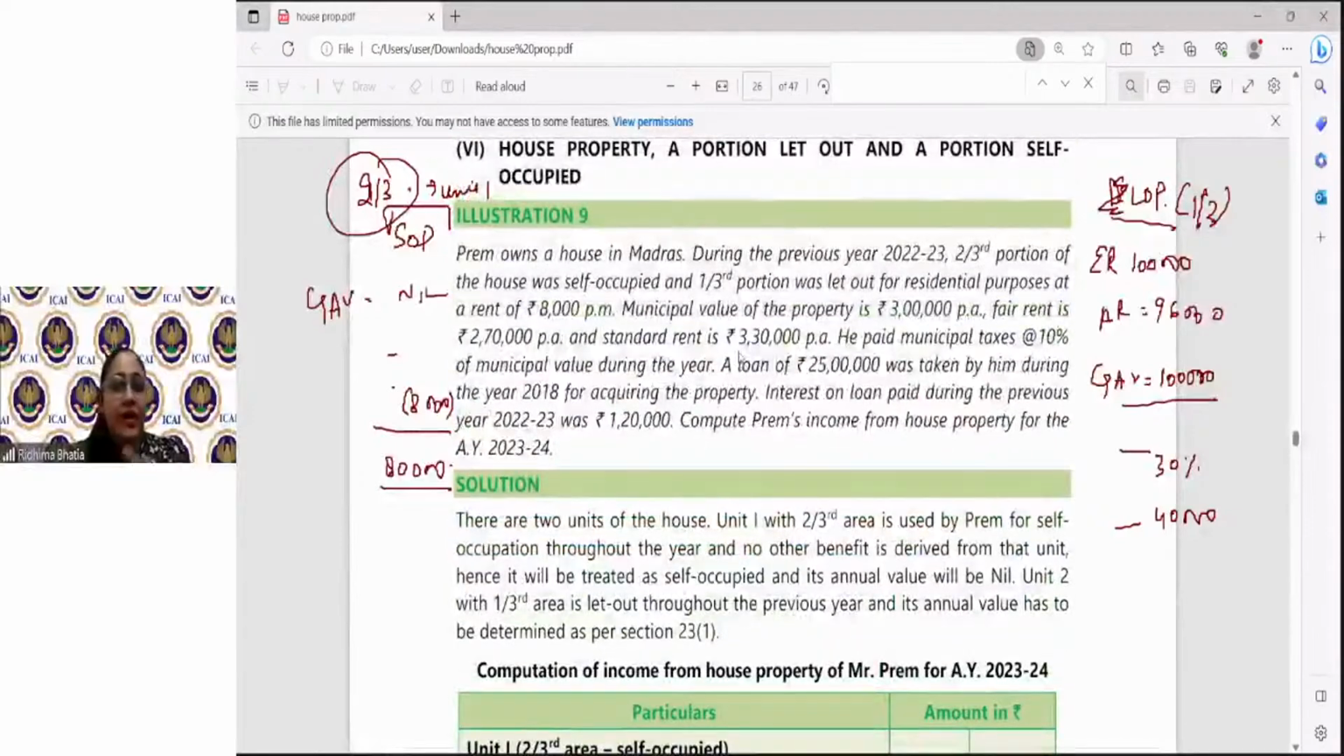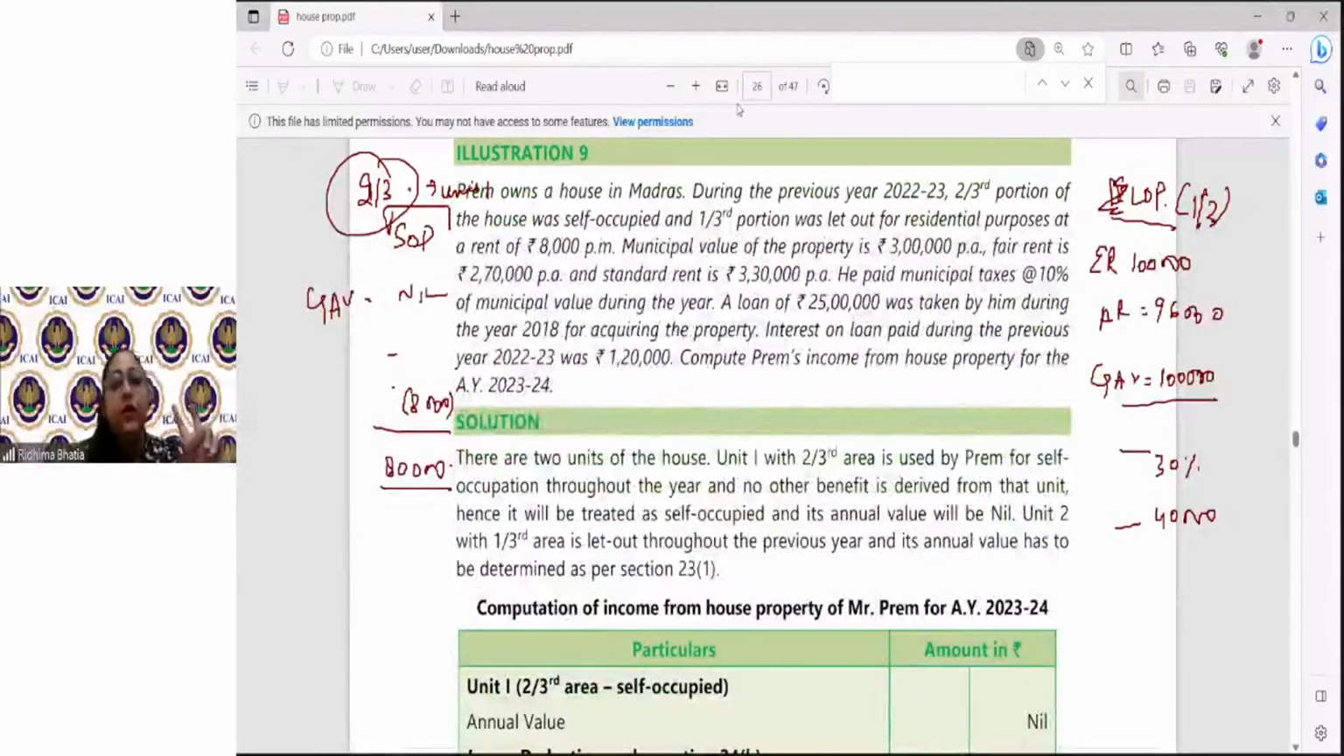Illustration number 9 and I think we did illustration number 7. दोनों में डिफरेंस समझ आया? पोर्शंस का फर्क है गाइस.